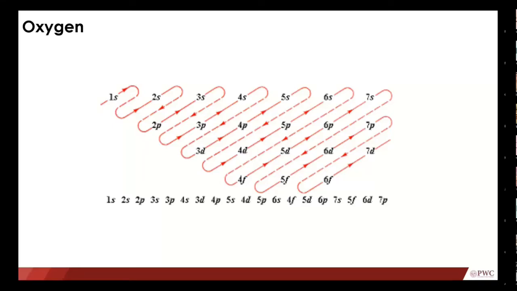Next is oxygen. How many electrons are in an oxygen atom? 8, sir. We have 8. 1, 2, 3, 4, 5, 6, 7, 8. The first electron will go to the 1s. What about the next one? Over here.